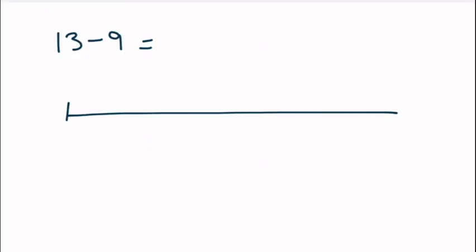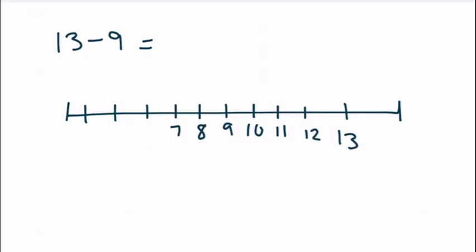13 minus 9. We draw our number line again, plot 13, and move to the left 9 times. 1, 2, 3, 4, 5, 6, 7, 8, 9. And that's 12, 11, 10, 9, 8, 7, 6, 5, 4. So 13 minus 9 is equal to 4.